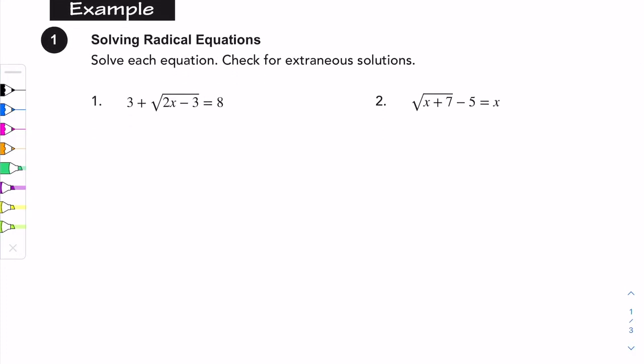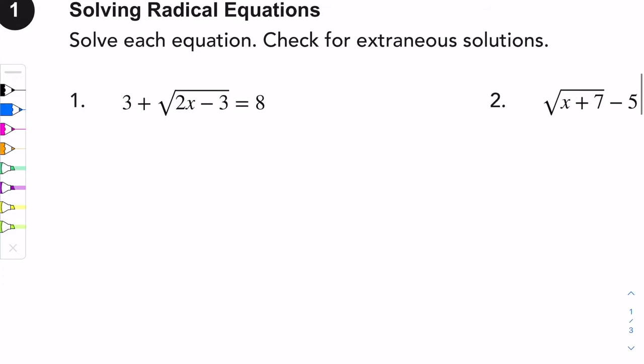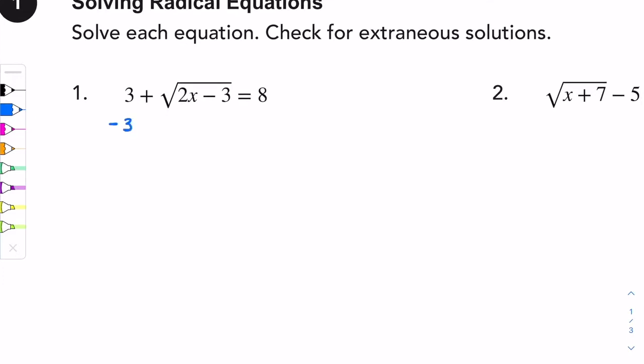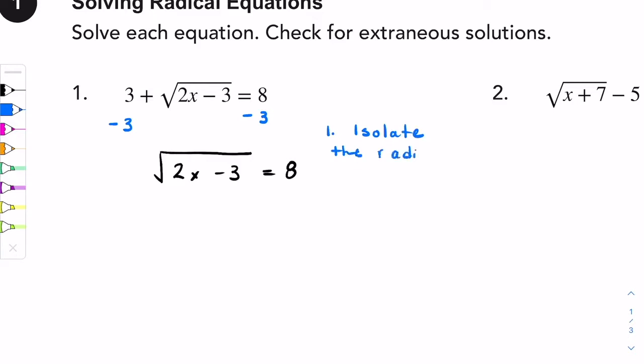For number 1, we have 3 plus the square root of 2x minus 3 equals 8. Step 1 in the above steps tells us to isolate the radical. So I'm going to move 3 to the opposite side. This gives me the square root of 2x minus 3 is equal to 8 minus 3. All right, step 2 is to square each side.